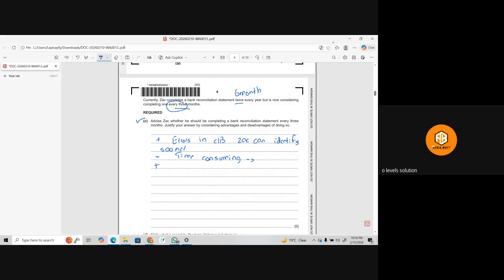Then again you need to write a positive point. In positive points we can say that we will be having the accurate bank balance available more regularly. Zach will be able to know the corrected bank balance regularly.